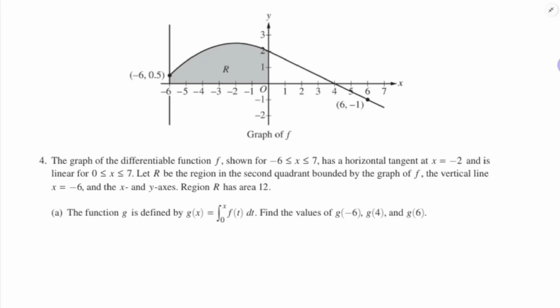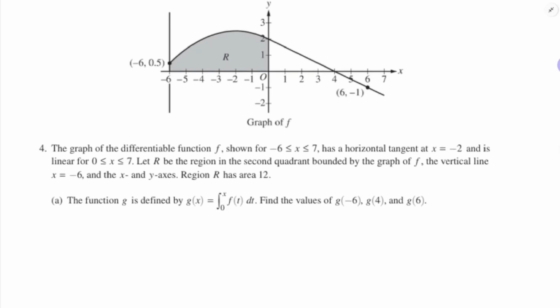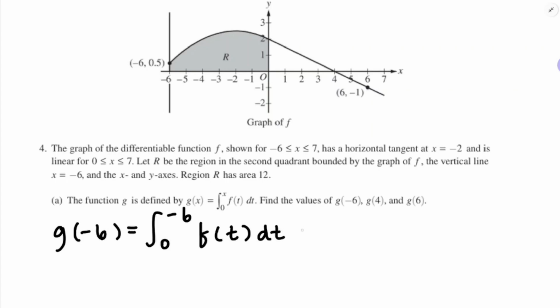They're going to tell us that g of x is the integral from 0 to x of f of t dt. We want to find the values of g of -6, g of 4, and g of 6. So this is just kind of like a geometry integration theory type question. I'm just going to start with g of -6, and that's going to equal the integral from 0 to -6 of f of t dt. And that feels kind of backwards to me, so I'm going to switch the bounds of integration and make this negative.